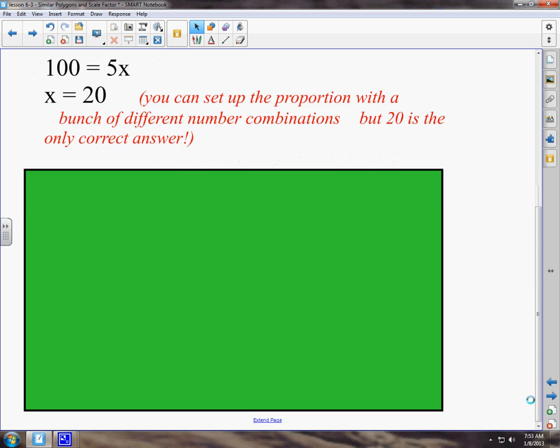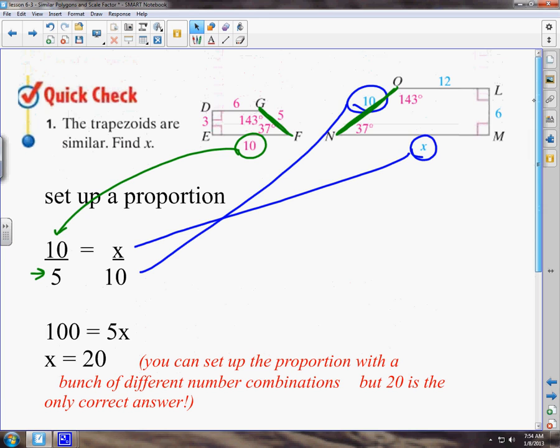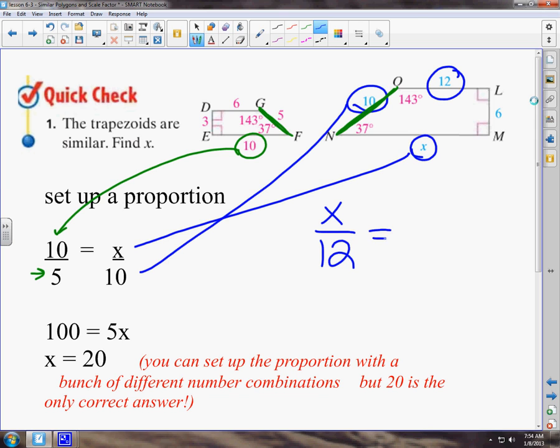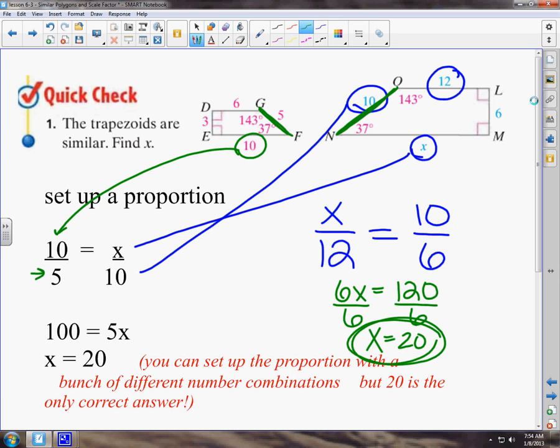You can set up the proportion with a bunch of different number combinations, but 20 is the only correct answer. If I would have used the 12 that I originally circled, I could do x over 12, and then I would set it equal to 10 over 6, because x goes with 10 and 12 goes with 6. I cross multiply and get 6x equals 120, and then I divide by 6, and x equals 20. You will only get one correct answer, but you can use a ton of different ways.